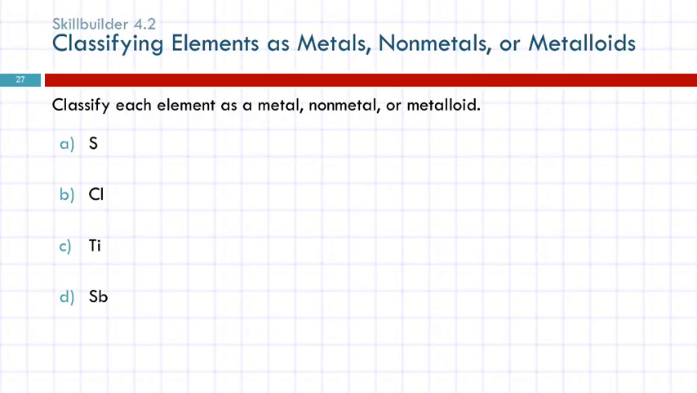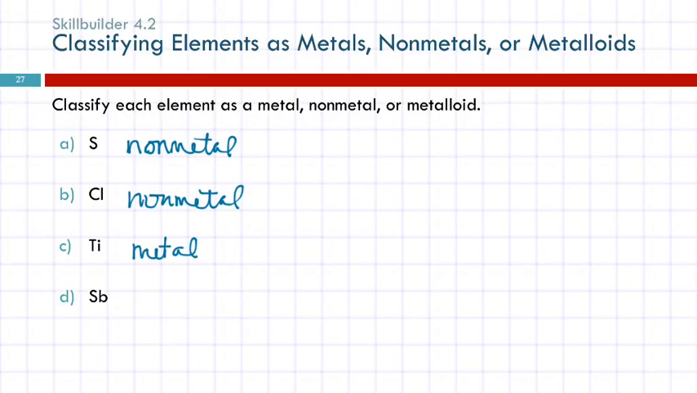So classify each of these elements as a metal, a nonmetal, or a metalloid. And here we're giving you the symbols so you don't even have to know the names. So S, what is it? It's a nonmetal. How about Cl? Nonmetal. How about Ti? That's a metal. And Sb? Metalloid.